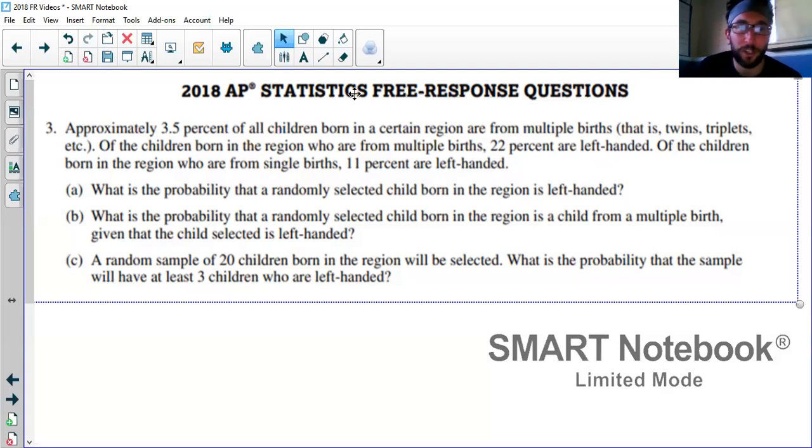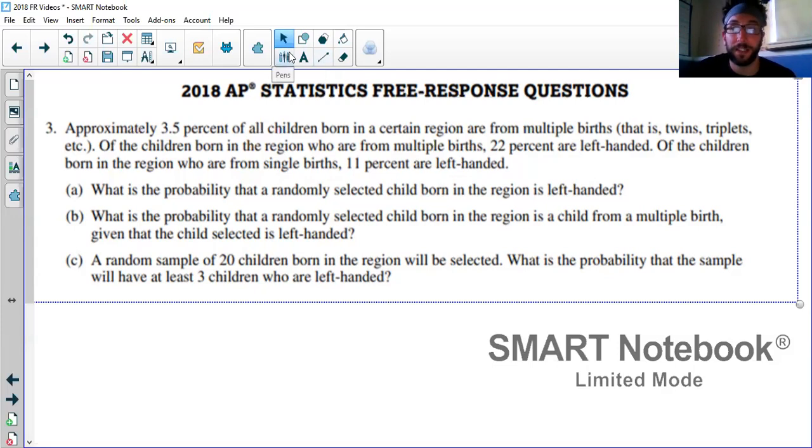All right, so we got a situation here where 3.5% of people in some region are from multiple births, twins, triplets, whatever. Then we've got some information about the people. 22% of those from multiple births are left-handed, and 11% of the single births are left-handed. So A is asking us what's the probability a randomly selected child born in the region is left-handed. B, what's the probability a child in the region is a child from a multiple birth given the child is left-handed. And C, we're given 20 children. What's the probability the sample will have at least 3 children who are left-handed?